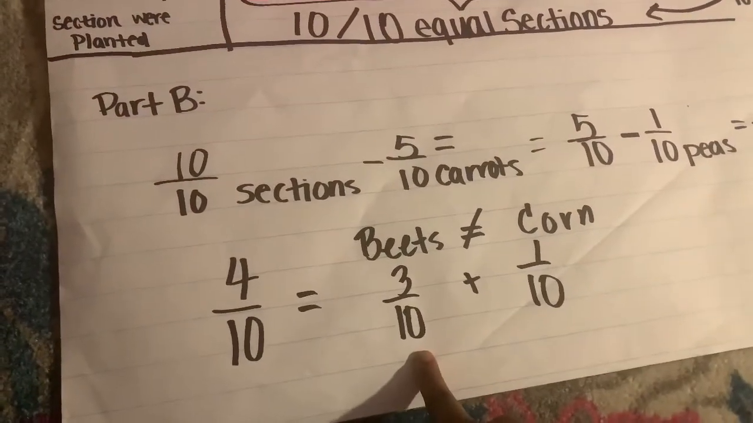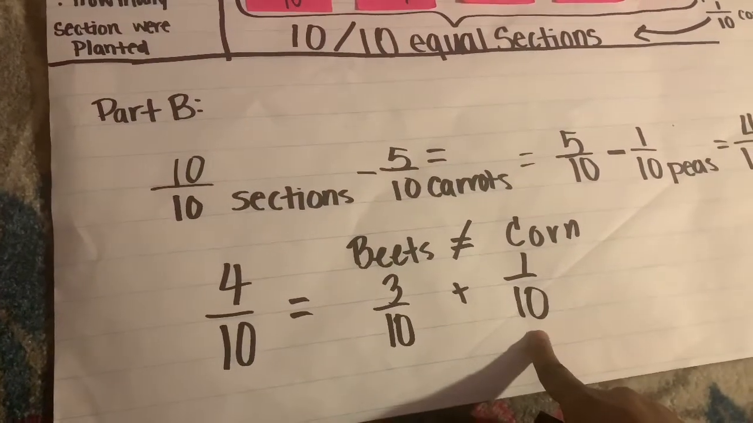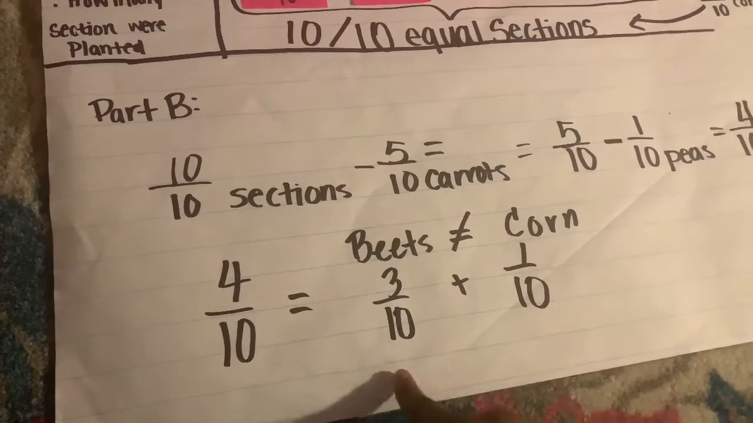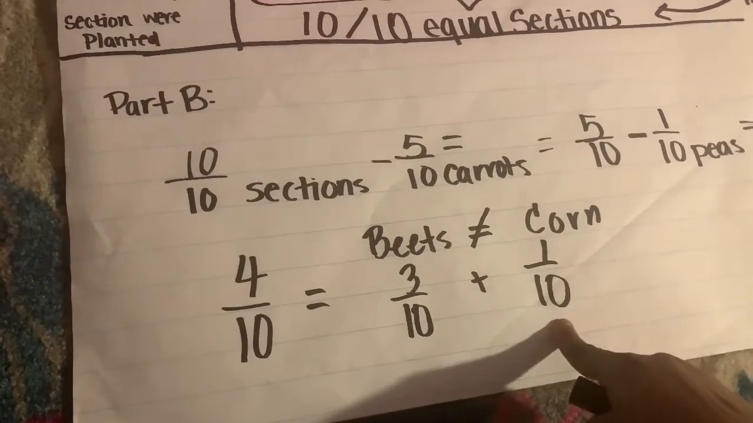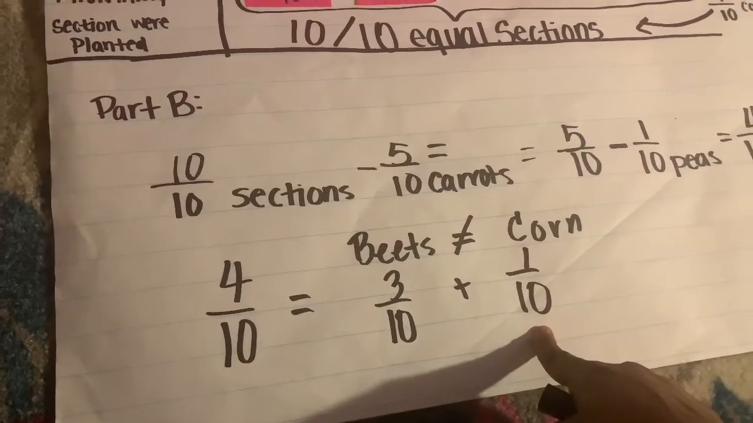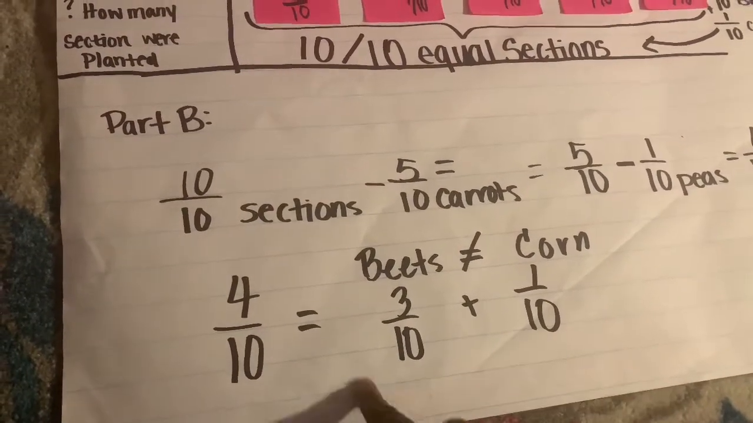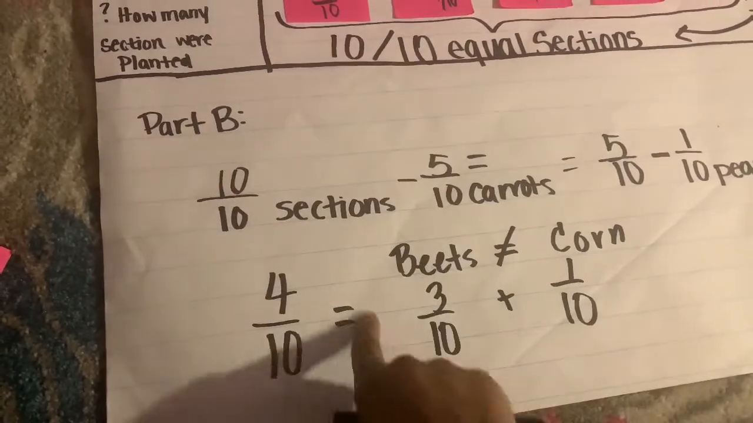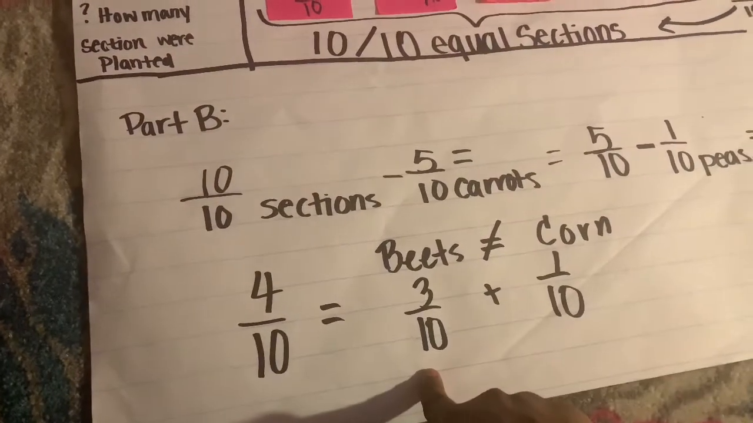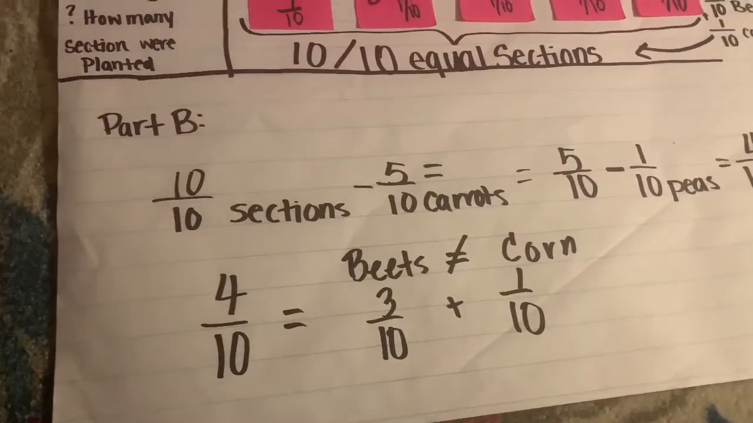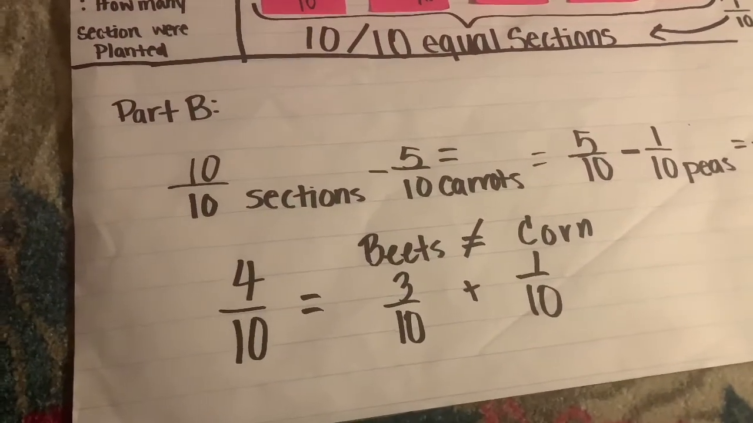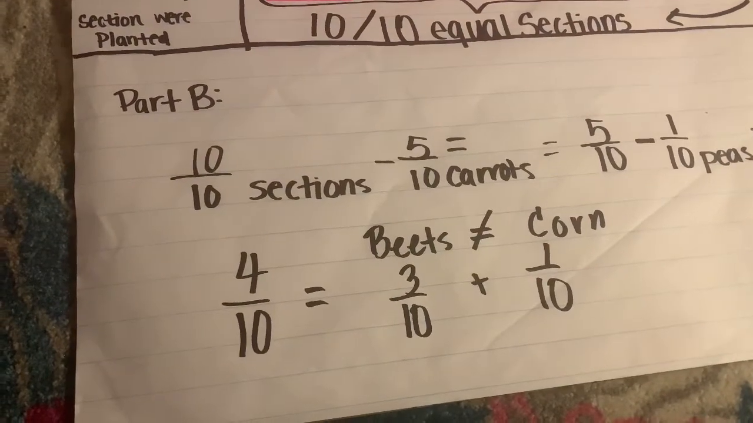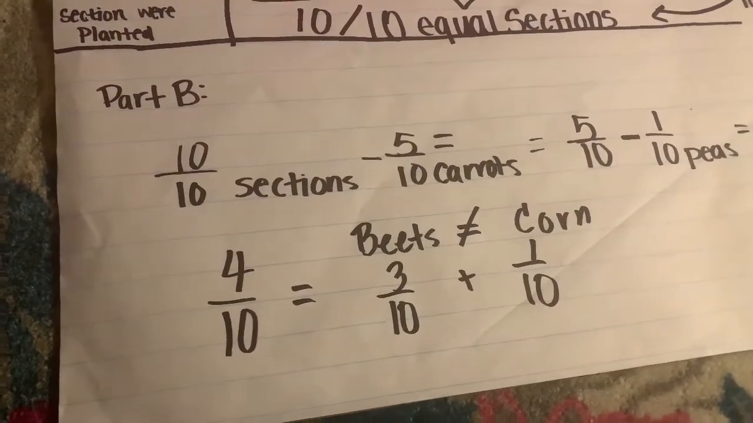3/10 is definitely bigger than 1/10. Can somebody explain to me, how do we know that 3/10 is greater than 1/10? If you know the answer to this question, please write a quick sentence in Dojo or send me a text message.